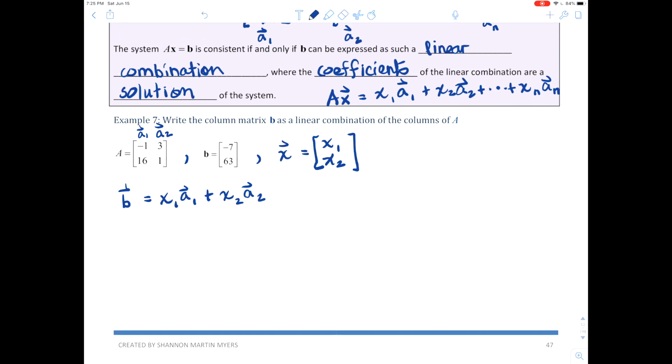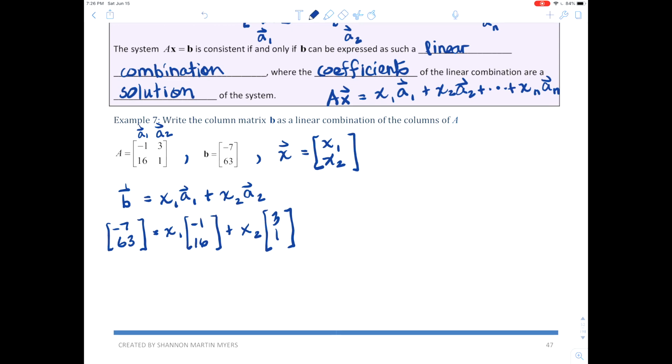All right. Well, we know some of this stuff, right? We know that B is equal to what? Good. -7 and then 63. And then we don't know x1 and x2, so they'll be what we're finding this time to complete our linear combination. But we do know a1 and a2. So a1 is -1, 16 and a2 is 3, 1. So we'll have our x2 times 3, 1 as a column matrix. All right?